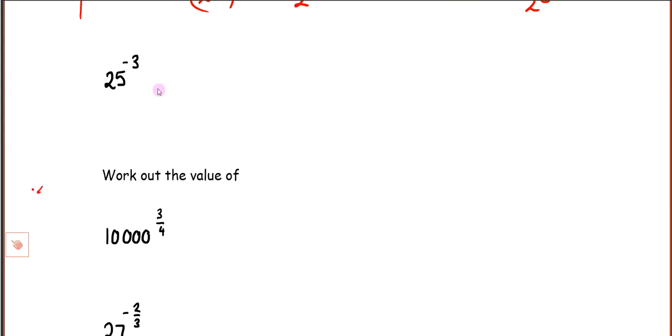Again, this one, 25 is 5 squared. So that's 5 to the power of negative 6. So that's 1 divided by 5 to the power of 6.